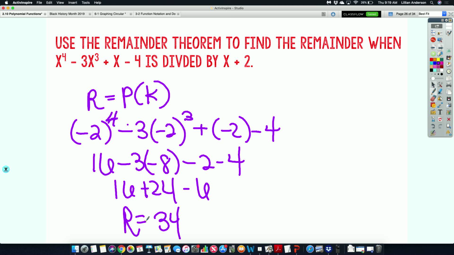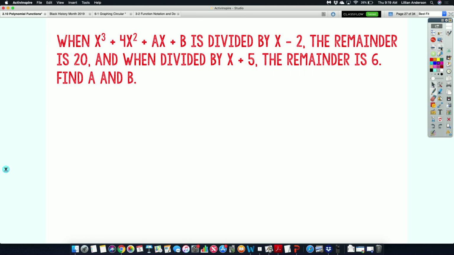Using remainder theorem. When x to the third plus 4x squared plus ax plus b is divided by x minus 2, the remainder is 20. And when it's divided by x plus 5, the remainder is 6. We have to find a and b.